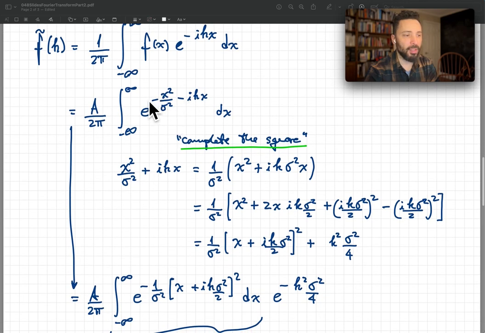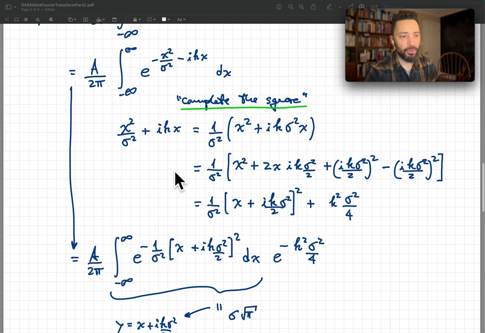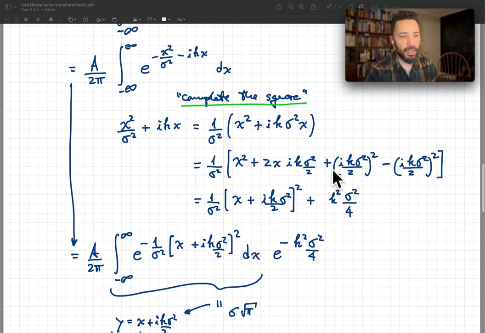Let me set aside the minus sign, which we're going to need later, and focus on these two terms that are added together: x squared over sigma squared plus ikx. I can factor out the 1 over sigma squared, and then I pay the price of multiplying by sigma squared on the second term. Now I rewrite this parenthesis by adding and subtracting a term. I'm also going to write this 2 explicitly and divide by 2 to make it look explicitly like the square of something.